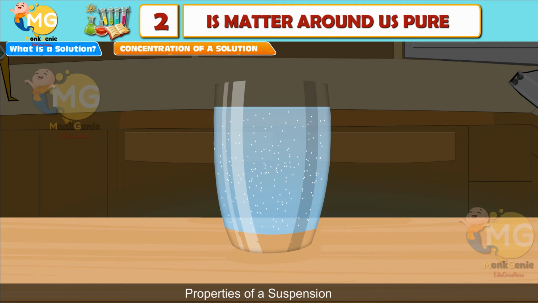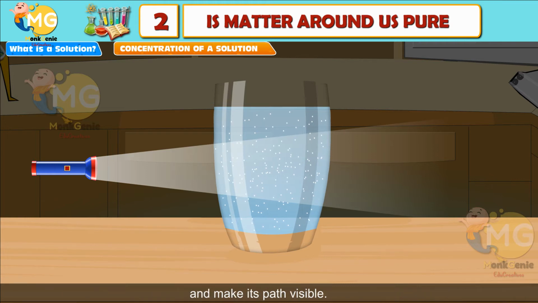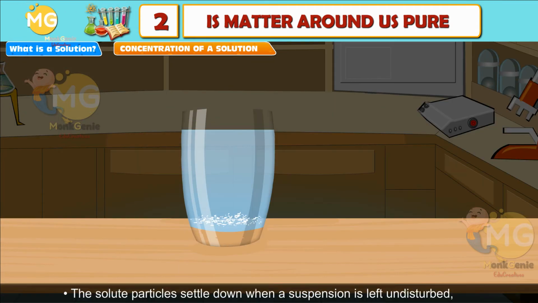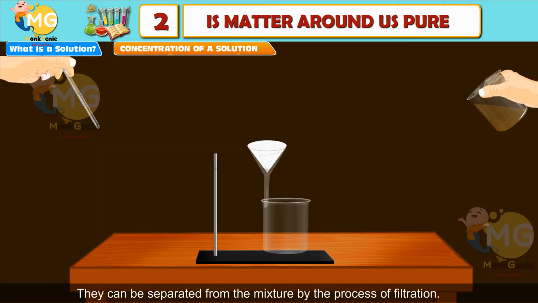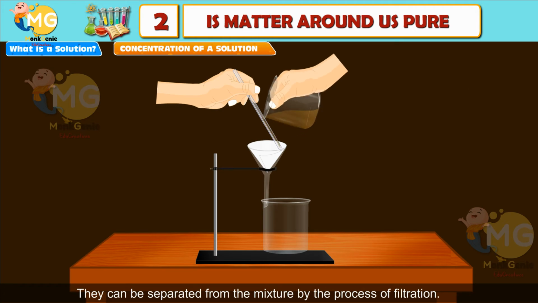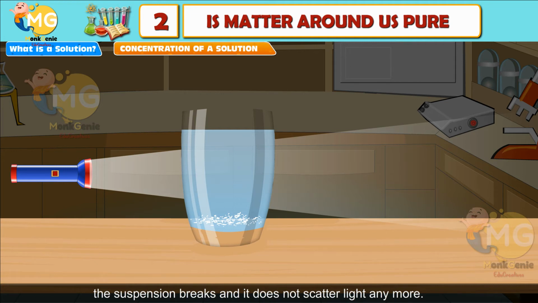Properties of a suspension. Suspension is a heterogeneous mixture. The particles of a suspension can be seen by the naked eye. The particles of a suspension scatter a beam of light passing through it and make its path visible. The solute particles settle down when a suspension is left undisturbed, that is, a suspension is unstable. They can be separated from the mixture by the process of filtration. When the particles settle down, the suspension breaks and it does not scatter light anymore.